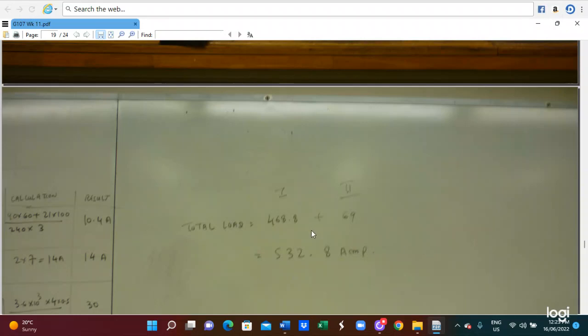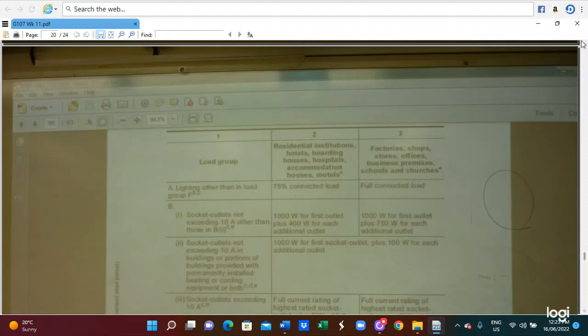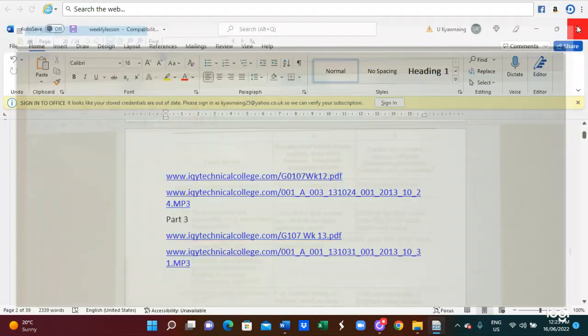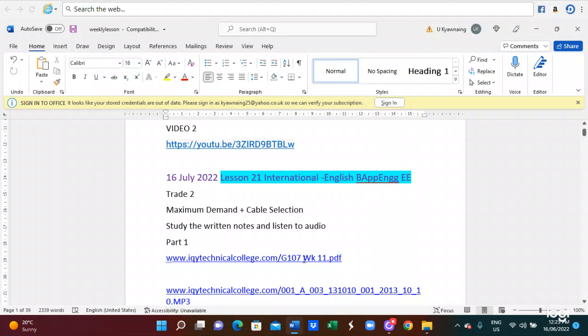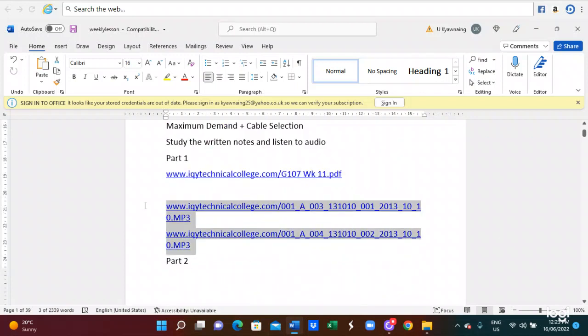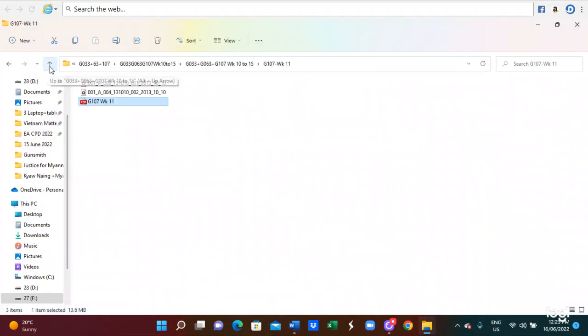In this case, the individual unit load is 468.8. Combined load is 69. So you add together, 532.8 ampere. So this is the maximum demand calculation. For the detailed maximum demand calculation, you can see it in this link. Also, you can listen to the audio lesson. And we will also talk about part 2.